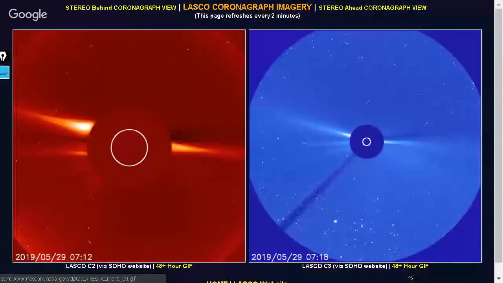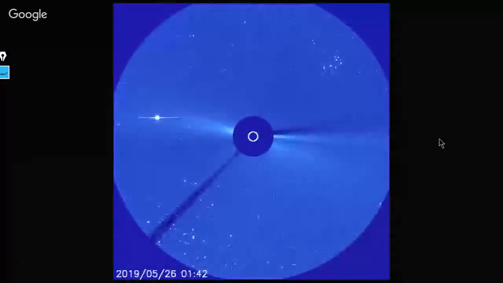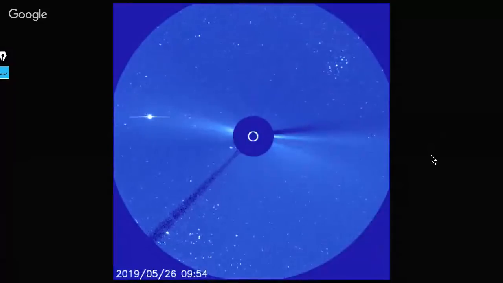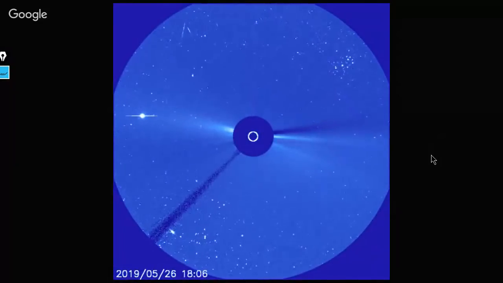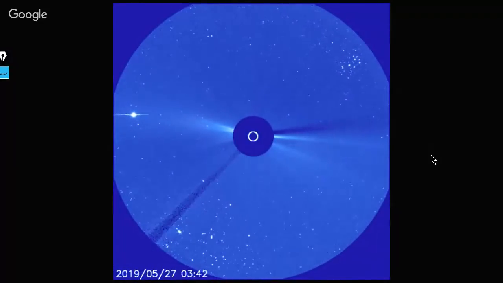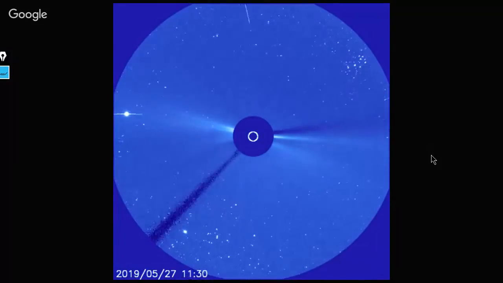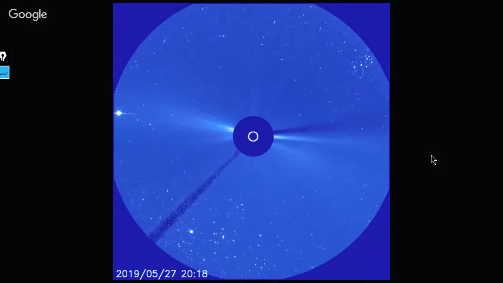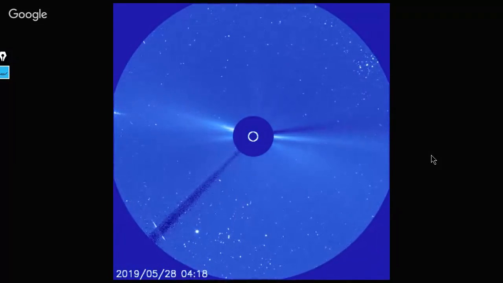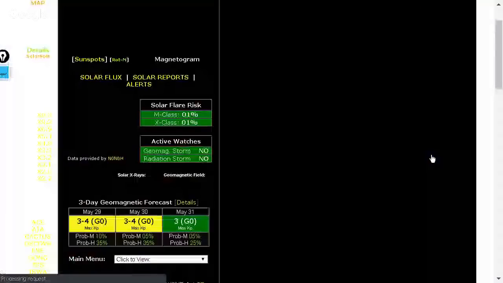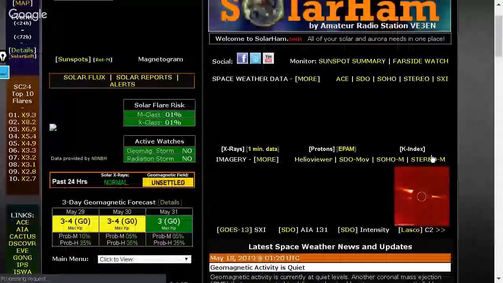Let's check out solarham.net. We'll look at the LASCO C3. This is 48 hours, and that is Mercury about to leave the frame to the left. We don't really see any ejecta here, so let's move on to other things, as there are still a lot of things.